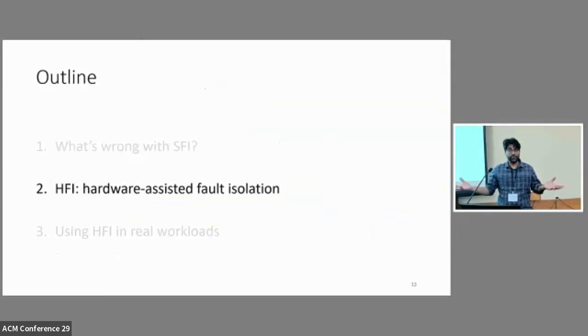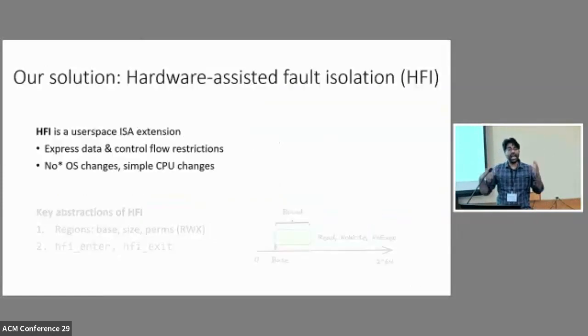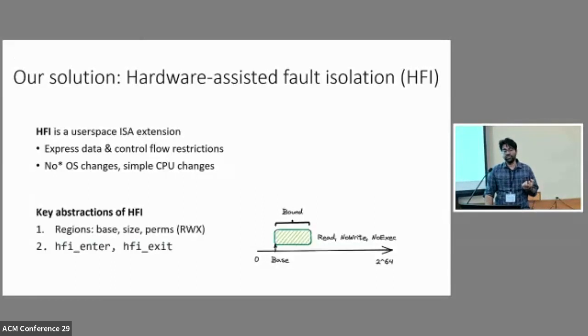And so this brings me to HFI, which is hardware-assisted fault isolation. And HFI at its core is a user space ISA extension, which allows applications to express data and control flow restrictions. And as you might expect, we've designed HFI so that it really requires little to no operating system changes and only requires simple CPU changes. And HFI is built on a couple of key abstractions, the first one being regions. Regions are just portions of your address space. You can specify it with a base and a bound, that is to say a start address and a size. And you also get to specify permissions for each region.